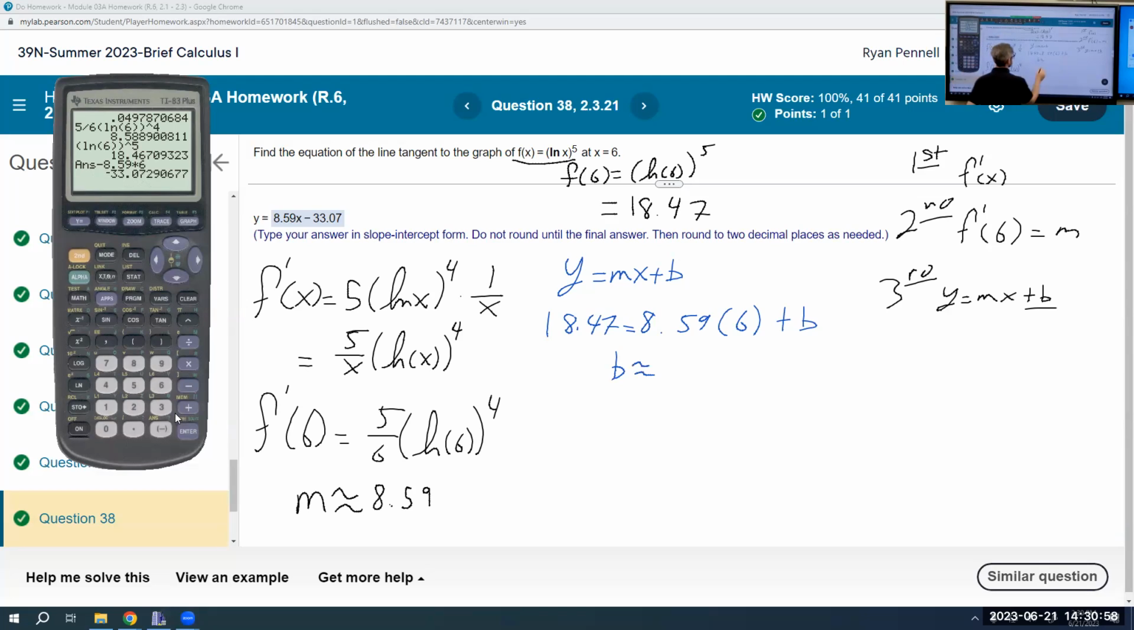B approximately equals negative 33.07. So therefore, my tangent line approximately equals 8.59 times x minus 33.07. Okay.